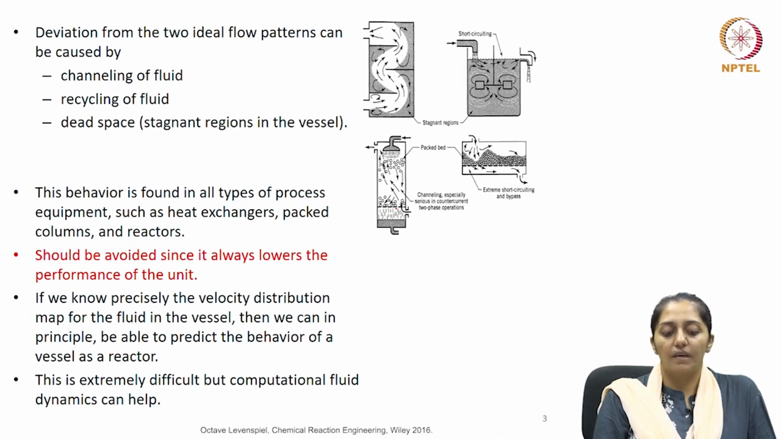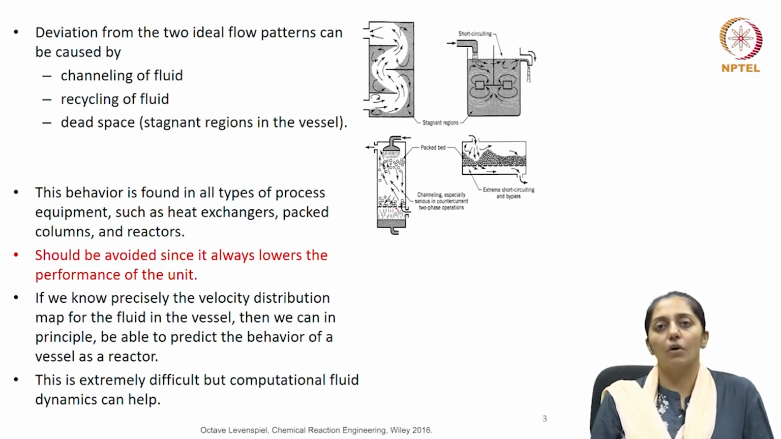Now this behavior is found in all types of process equipment, like for example heat exchangers, packed columns, or your bioreactors. It should be avoided since this will lower the performance of the unit. So if we know the velocity distribution map for a fluid in the vessel, then in principle we should be able to predict the behavior of the vessel as a reactor, whether it will behave as a ideal reactor or there can be non-idealities. So you see, in case of non-ideal behavior, the flow patterns or the fluid movement changes inside the reactor in terms of its velocity distribution pattern.